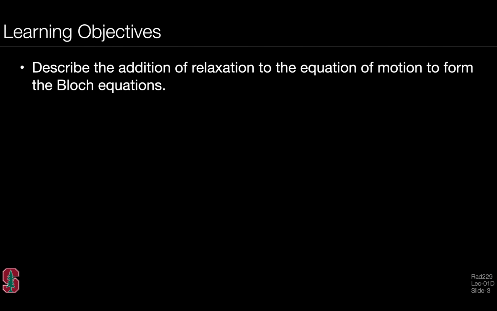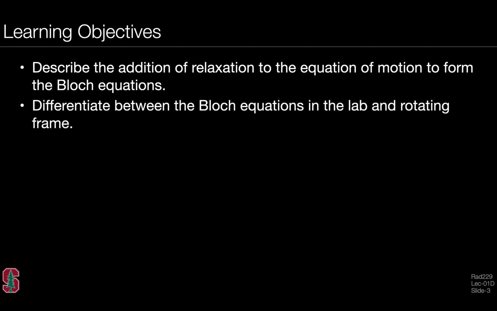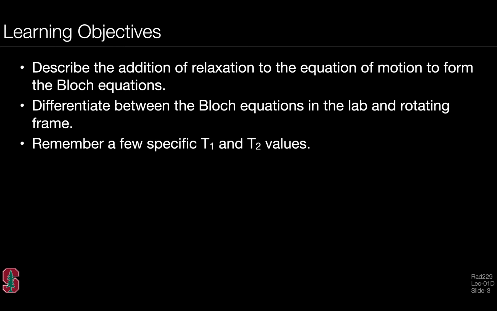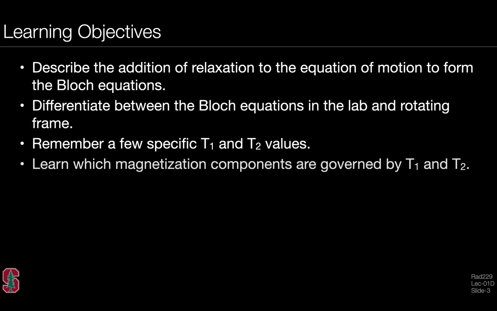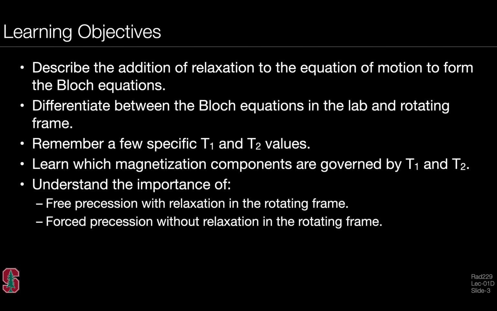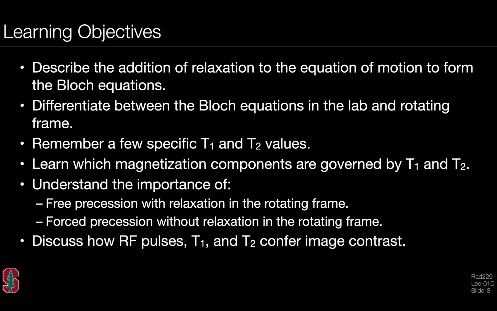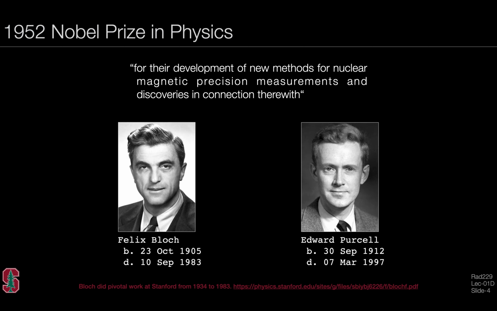The learning objectives for this lecture include being able to describe the addition of relaxation to the equation of motion to form the Bloch equations, differentiate between the Bloch equations in the lab and rotating frame, remember a few specific T1 and T2 values, learn which magnetization components are governed by T1 and T2, and understand the importance of free precession with relaxation in the rotating frame and forced precession without relaxation in the rotating frame. And finally, discuss how RF pulses, T1 and T2, confer image contrast.